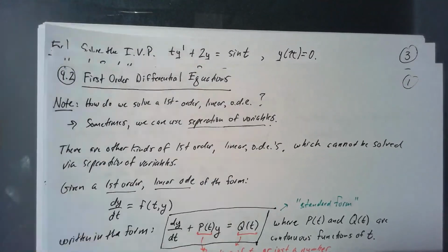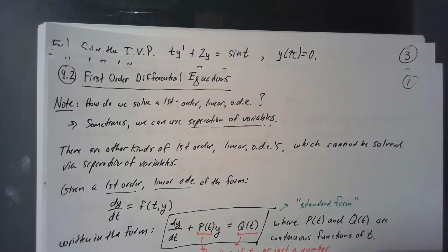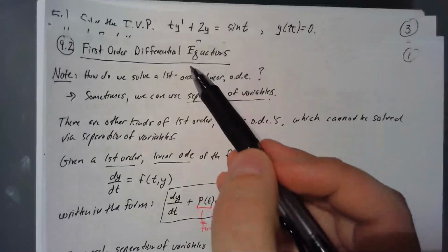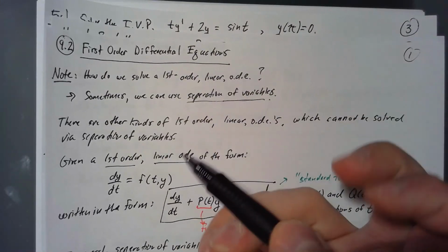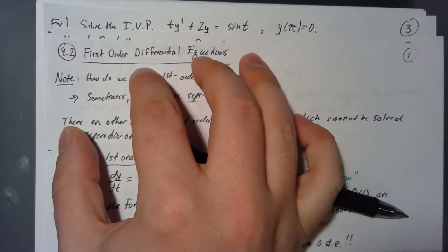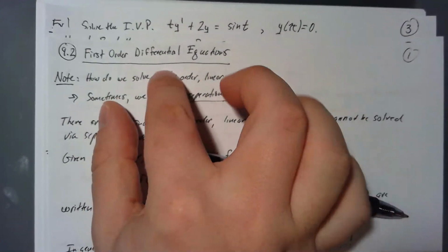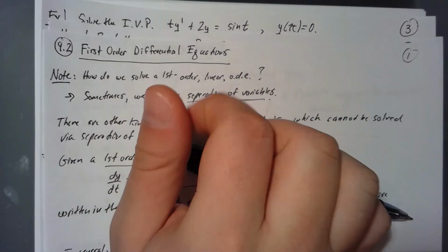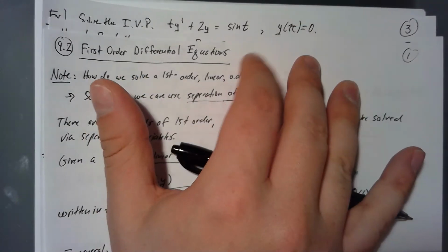So that's 9.2. In the next section, 9.3, we're going to look at applications of these kinds of problems. We're going to look at everybody's favorite topic, word problems, what we call mixture problems. We're going to look at some real-life problems that can arise from these kinds of differential equations. So that's it for the notes for 9.2.